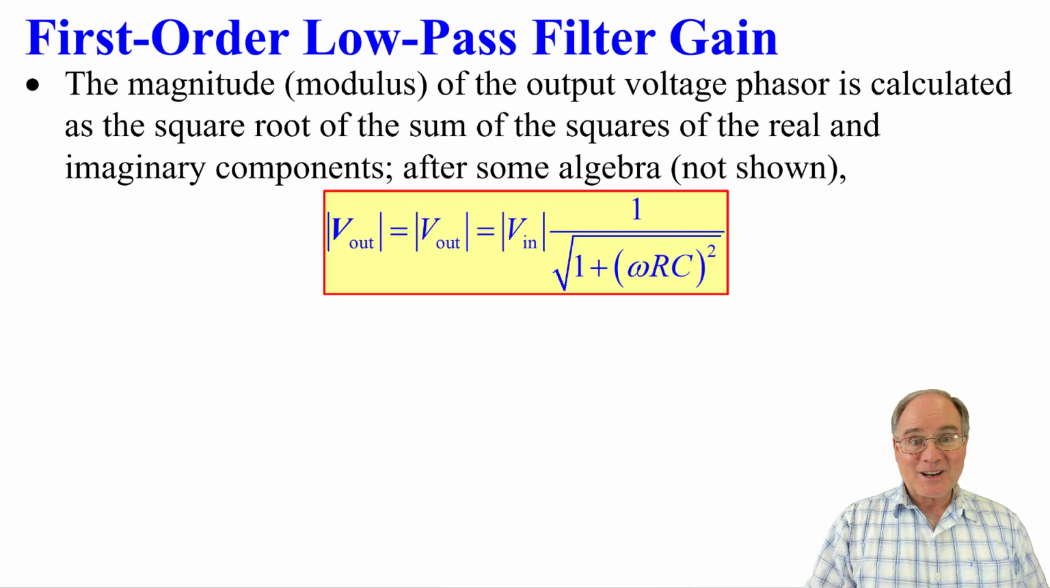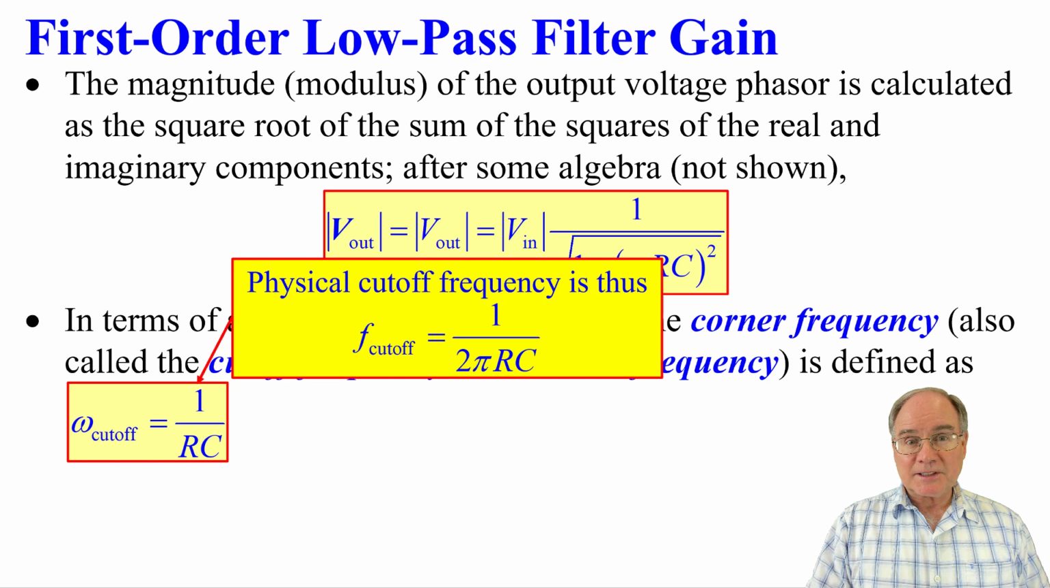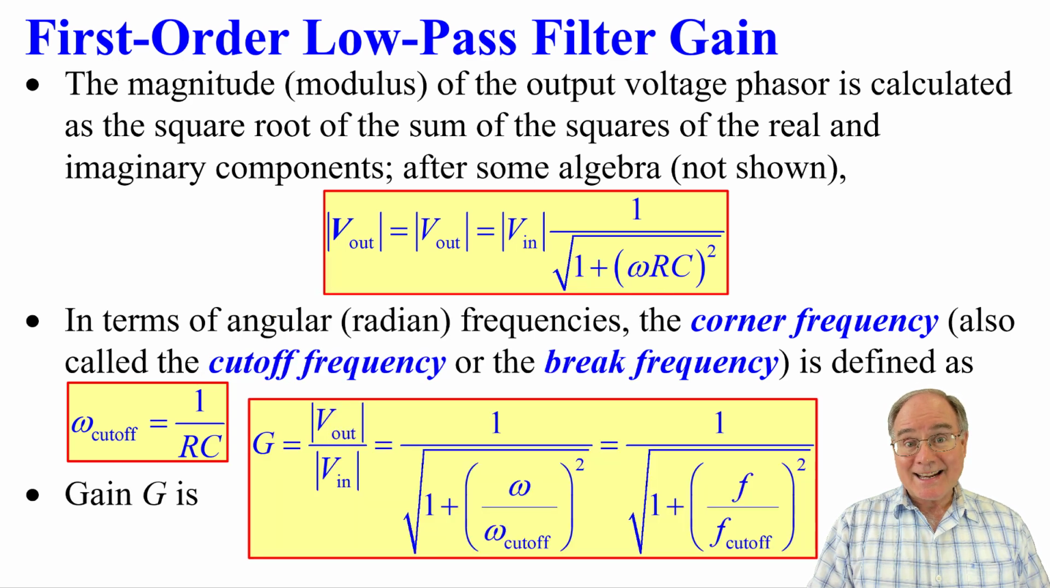After some algebra, we get this equation for the magnitude of V_out. And we define the corner frequency or cutoff frequency or break frequency as omega equals 1 over RC for this simple RC circuit. And note that these are angular or radian frequencies. The physical cutoff frequency has the factor of 2 pi. Thus we can write the gain of our low-pass filter in terms of either omega over omega cutoff or f over f cutoff.